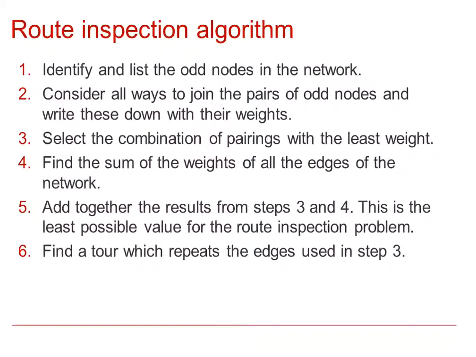So I'll just talk you through the algorithm and then we'll put it into practice. So the first thing we do is identify and list all the odd nodes in the network. We'll consider all the ways of pairing up these odd nodes and write these down with their weightings. We select the combination of pairings with the least weight. We find the sum of all the weights of all the edges of the network. We add together the results from step 3 and step 4, and this will be the least possible value for the route inspection problem. And if required, we can then find a tour of the node which repeats the edges in step 3.